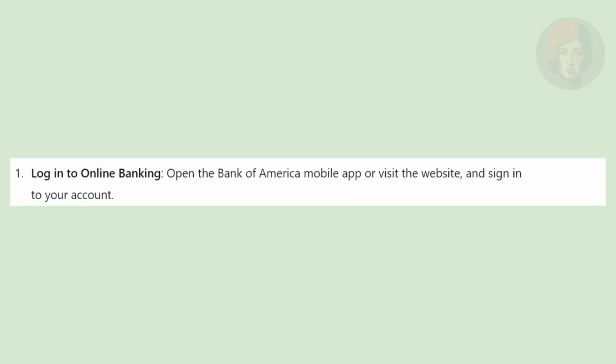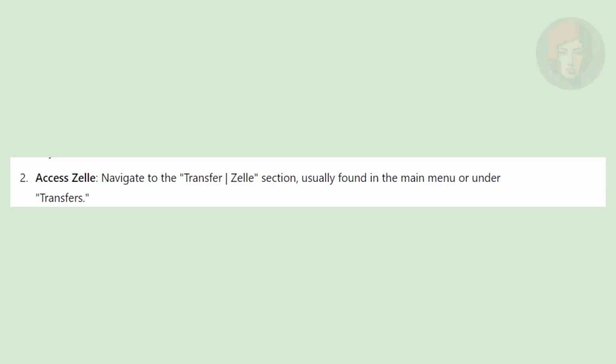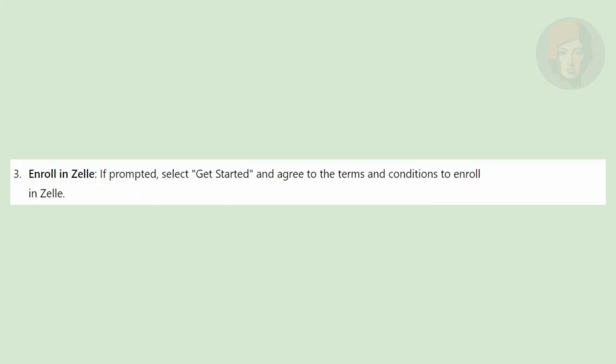First, open the Bank of America mobile app or visit the website and sign in to your account. Then, navigate to the Transfer Zelle section, usually found in the main menu or under Transfers. If prompted, select Get Started and agree to the terms and conditions to enroll in Zelle.